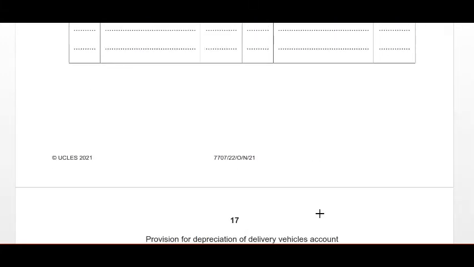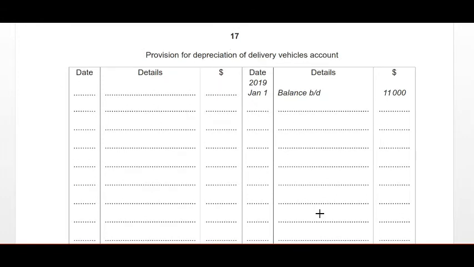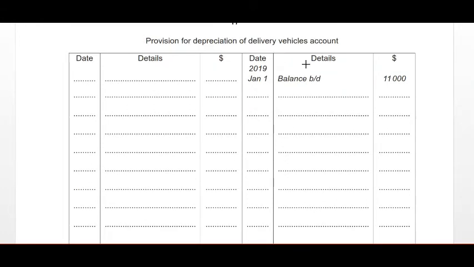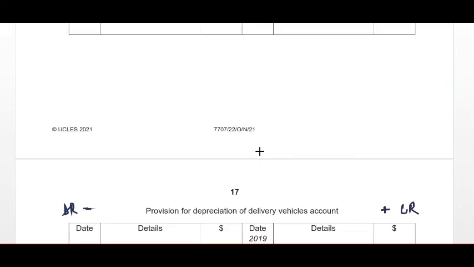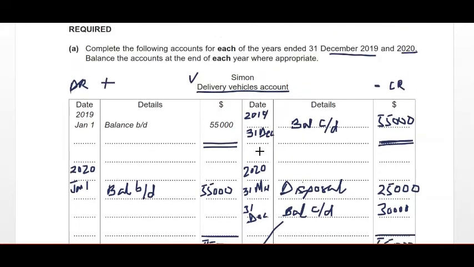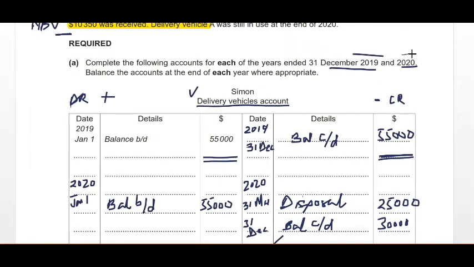Moving on, the next part of the question is saying to make a provision for depreciation account. The opening balance has been given to you as 11,000. Now again, you need to keep this in mind that provision for depreciation account is a credit natured account. Whatever increase is recorded on the credit side, and any decrease is recorded on the debit side. So again, over here we need to do this for 2 years, because the question is the same. They asked us to do this for 2019 and 2020.